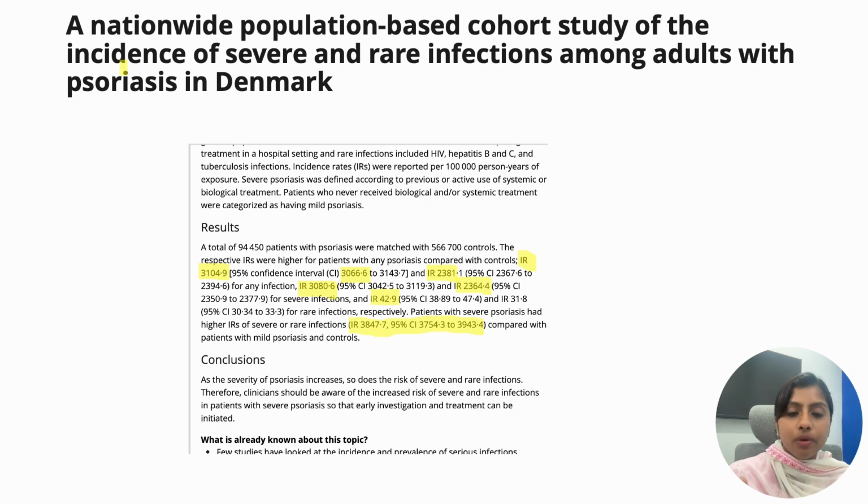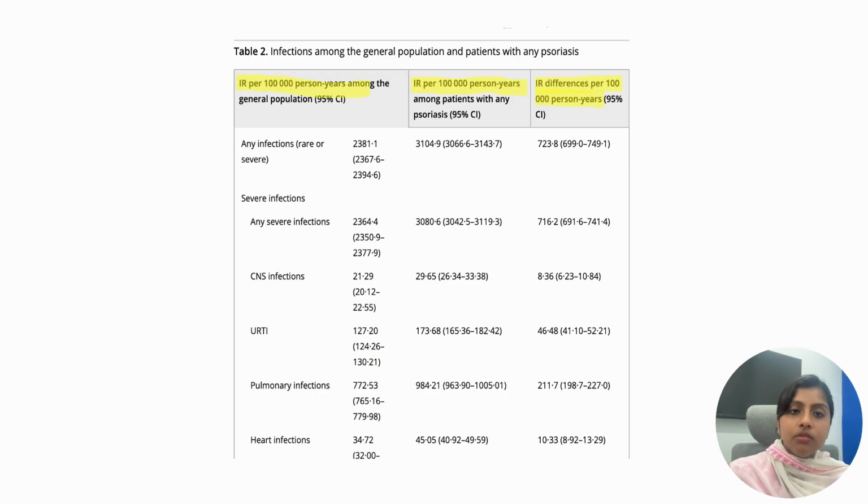So we are going on to the next slide where you can see if they have actually determined it based on the person time. As I went into the article and looked at the table, what you can see is the incidence rate per 1 lakh person years, which is actually not given in the results. So the incidence rate would be based on person time. So you will need person years to be stated in the results or in the description.